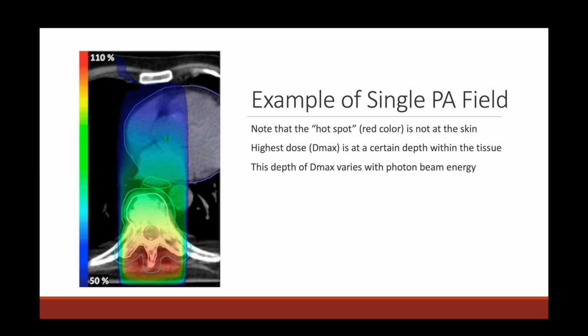Two important things to realize. Number one, if we shined a similar beam in the opposite direction, so in the anterior-posterior direction, we would similarly see another hot spot on the opposite side. So now on the anterior side, closer to the sternum and the heart in this picture. The other important thing to realize is that the depth of the Dmax, so the depth at which we hit that maximum dose, is going to vary with the energy of our photon beam.